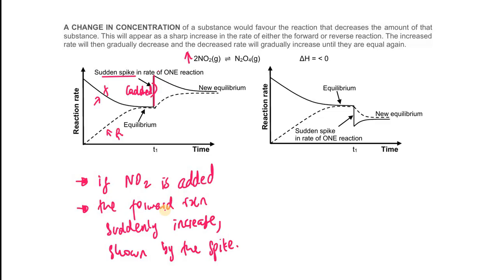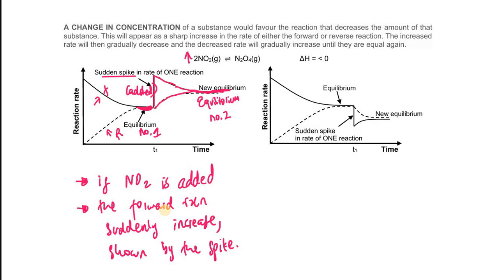Then after it does that, it gradually slows down. And as it slows down, the reverse reaction also starts to increase, so that they can reach a new equilibrium. So guys, this is what I call equilibrium number 2. That's the second equilibrium. Remember, this one was equilibrium number 1. So you can have an infinite number of equilibriums as long as you are disturbing the system.